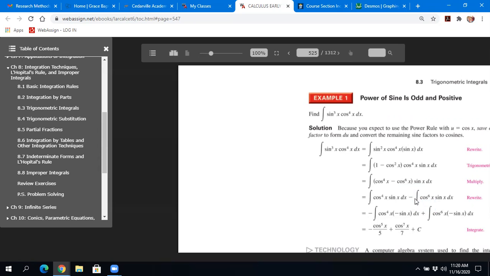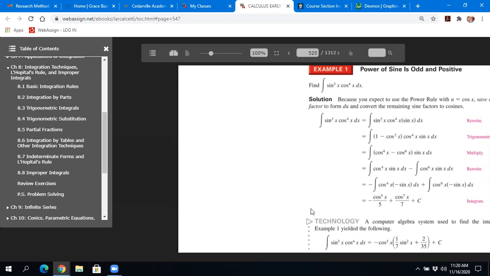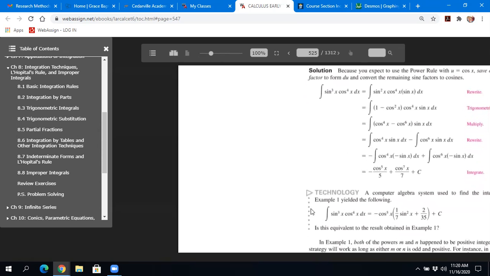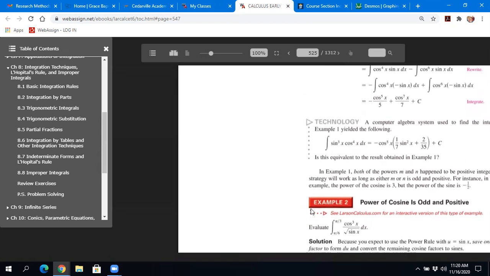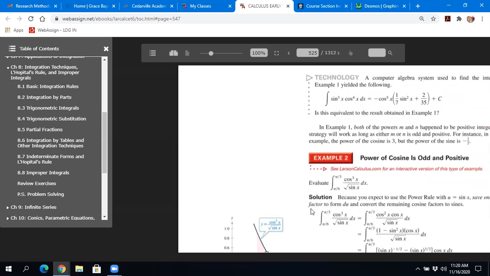I'm not sure why they decided to make this so complicated and rewrite it as 2 integrals. They could have just done u equal to cosine at this point right here, okay? And then basically everything works out nicely, yeah? U substitution does the job. Okay, interesting. What about this one?